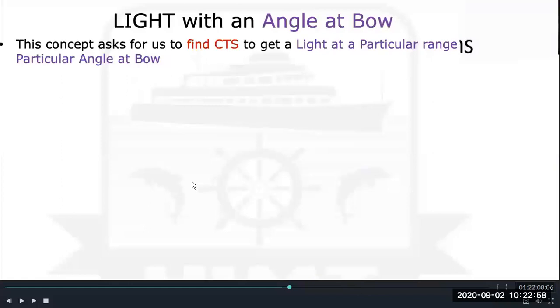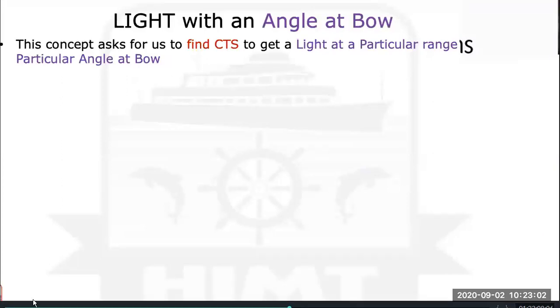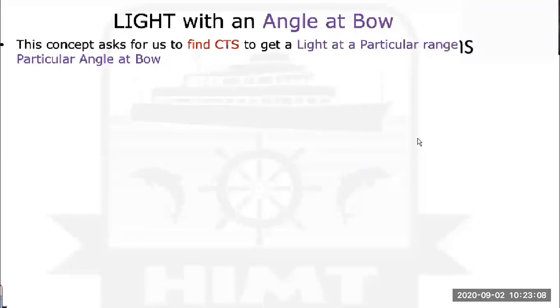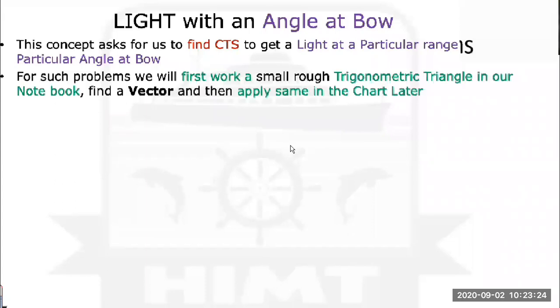Now next is a light with an angle at the bow. The same time at a particular angle at the bow. The angle could be 30 degrees on the starboard bow, 20 degrees on the port bow, whatever it is. But this should be done exactly at a particular range. So when you look at the question, normally you will be able to understand.